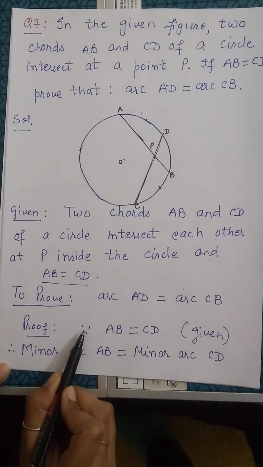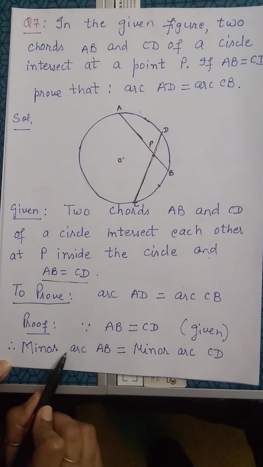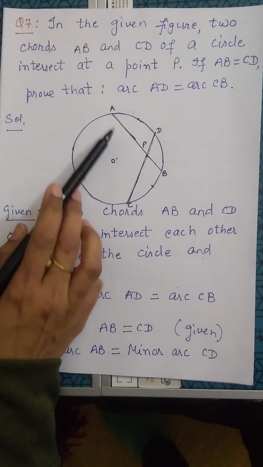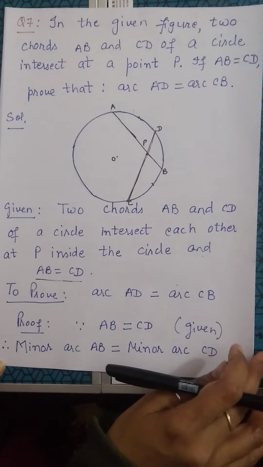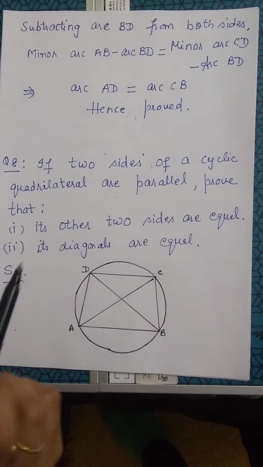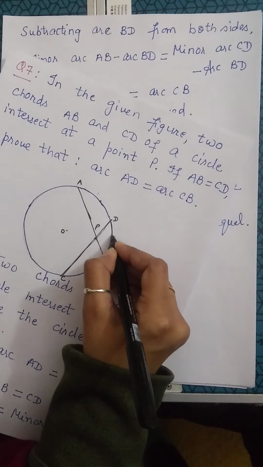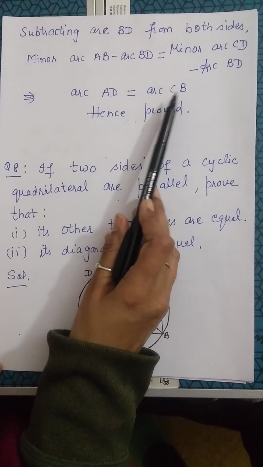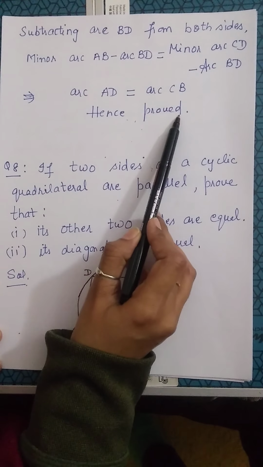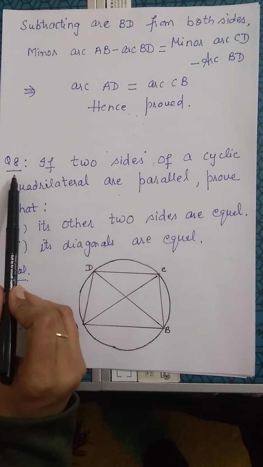For the proof, because AB is equal to CD, this is given, that means minor arc AB will be equal to minor arc CD. Now, subtracting arc BD from both sides, what do we get? Arc AD is equal to arc CB, and hence proved. This is what we need to prove. Next, we'll move to question number 8.